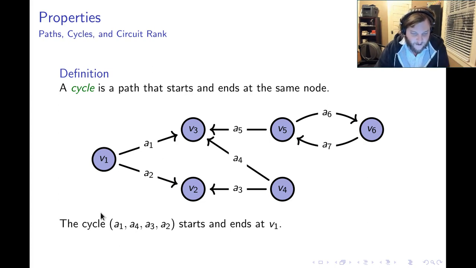So let's follow that sequence of arrows. If we followed A1, that would take us from V1 to V3. Then if we followed A4, we would go against A4, which again is perfectly acceptable. That would take us from V3 to V4. Then if we go through A3, that would take us from V4 to V2. And then finally, if we follow A2, we would go from V2 back to V1. We traveled against the arrow, but that's fine. And that completes our cycle here. We started at V1, and then we ended at V1. So this is a valid cycle. So cycles are sort of special kinds of paths, namely the paths that have the same start and end node.